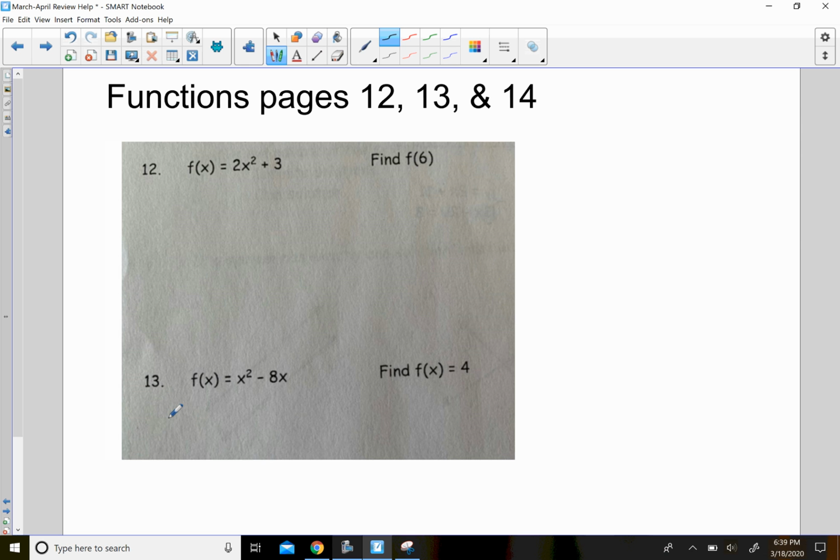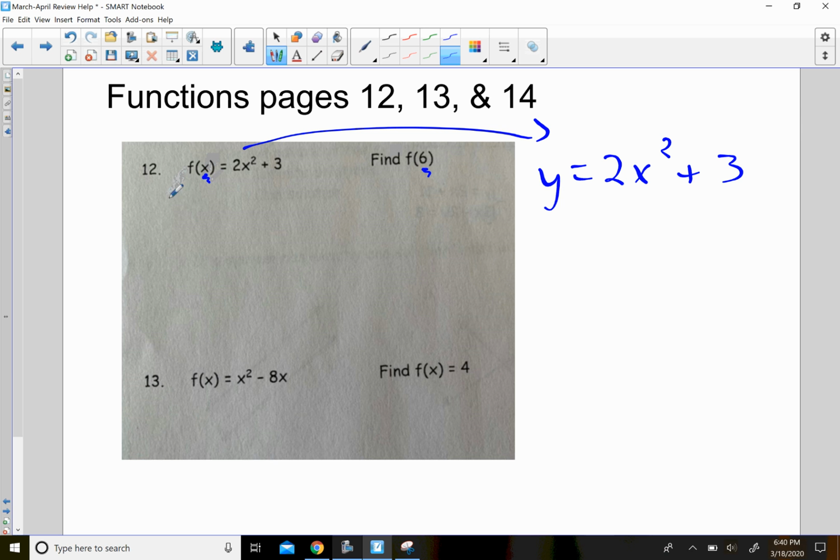So for number 12, you have f of x equals 2x squared plus 3. So really, that you're used to seeing that look like this: y equals 2x squared plus 3. So basically, they're using this term f of x instead of y just to keep kind of the letters similar. So if you look at this, find f of 6. Notice how this 6 is in the x's place.